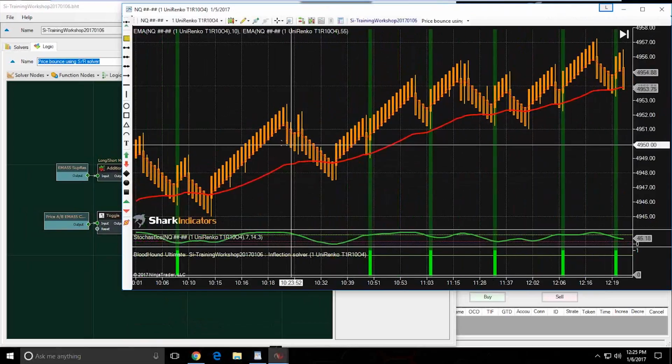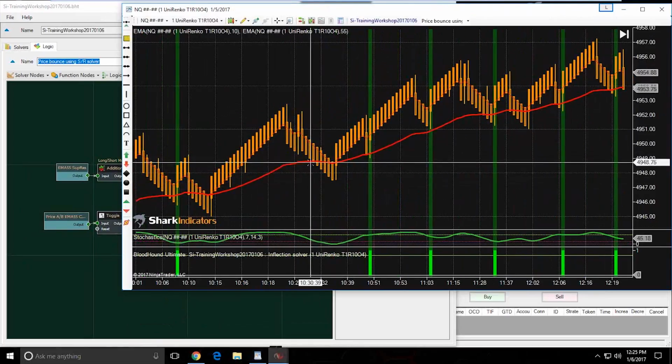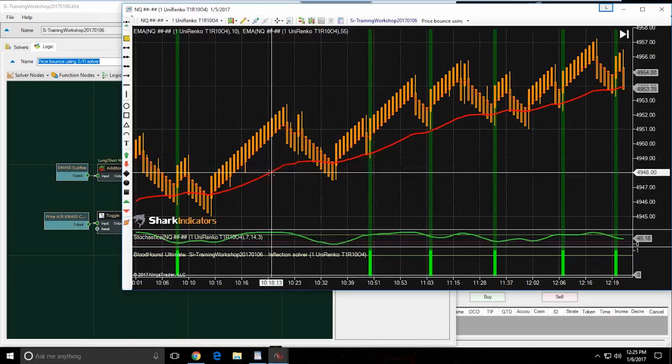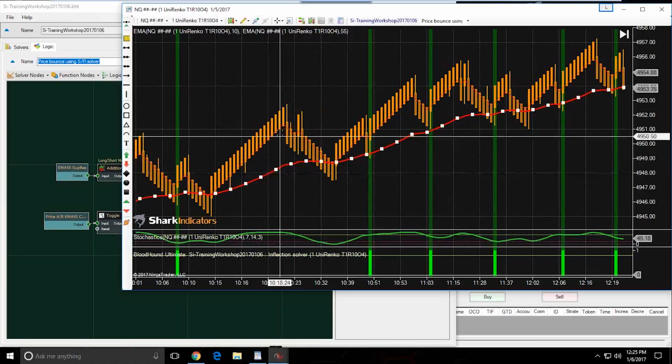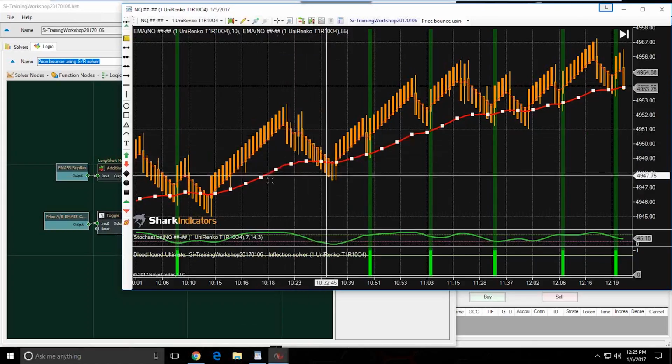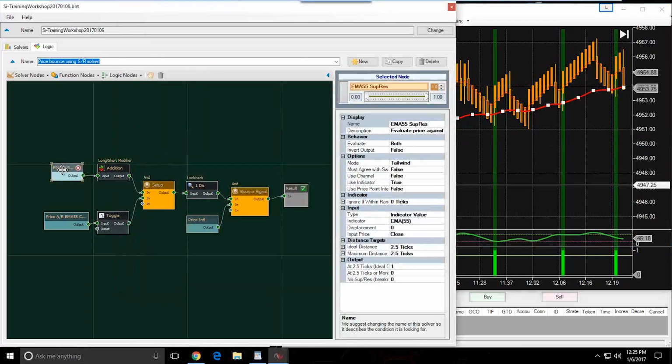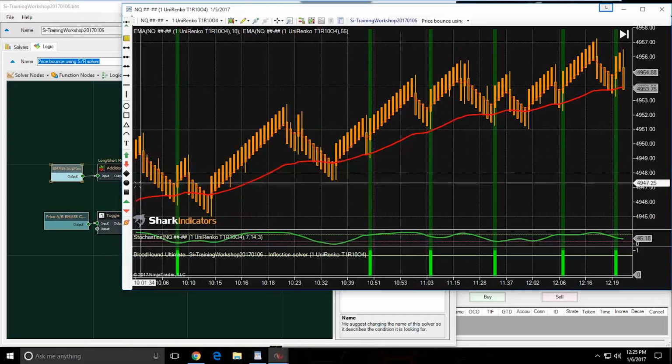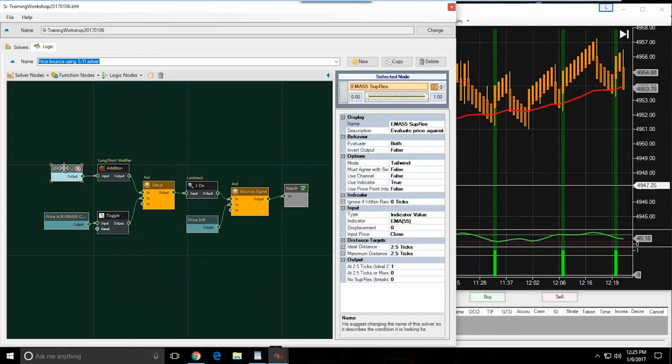Basically, if you're looking for price to bounce off a Fibonacci line, it's very, very similar to looking for price bouncing off of a moving average. So if you wanted to look for price bouncing off of the fib line, what you would do is replace the EMA indicator.